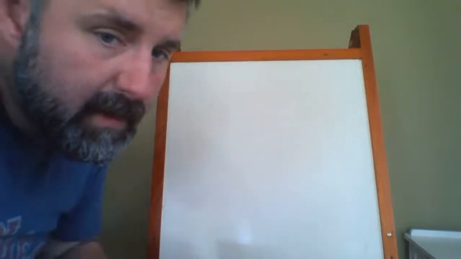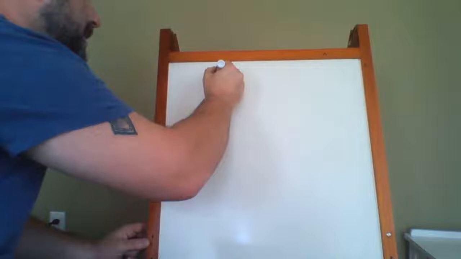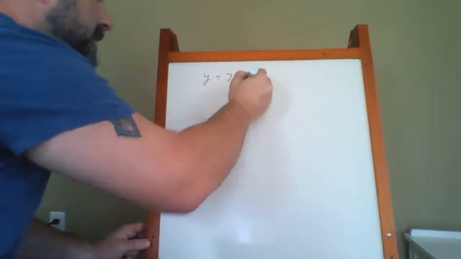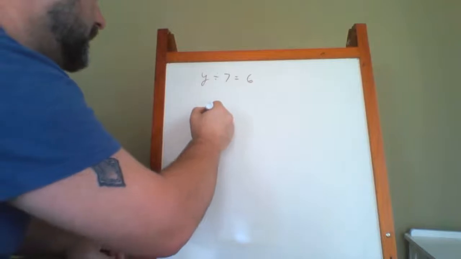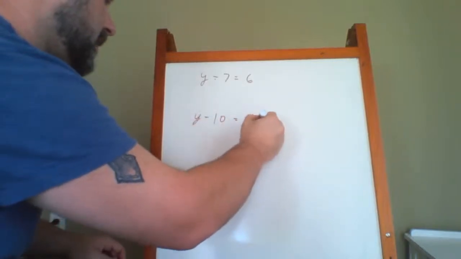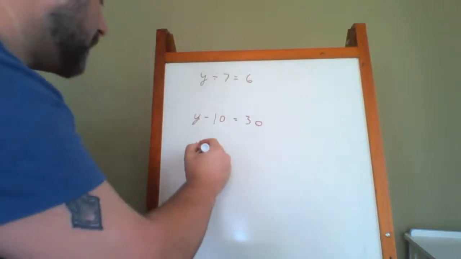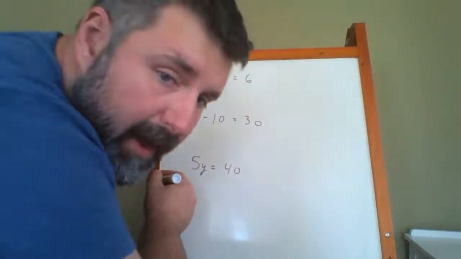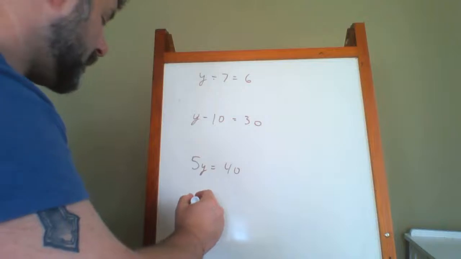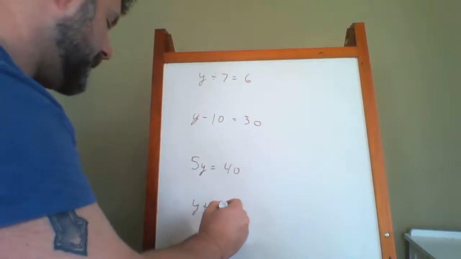All right, y divided by 7 equals 6. Y minus 10 equals 30. 5y equals 40. And y plus 5 equals 11.